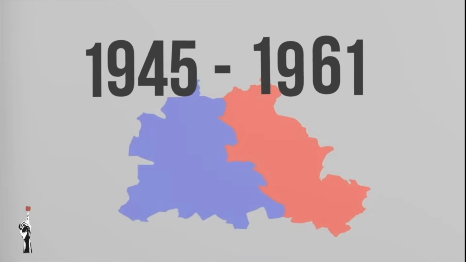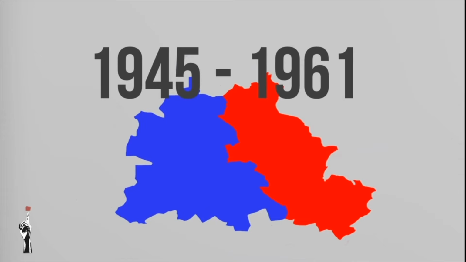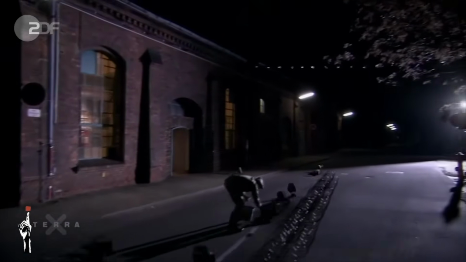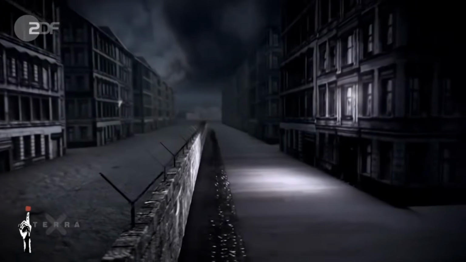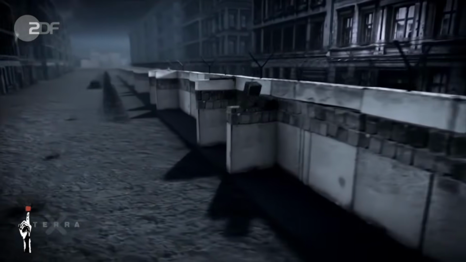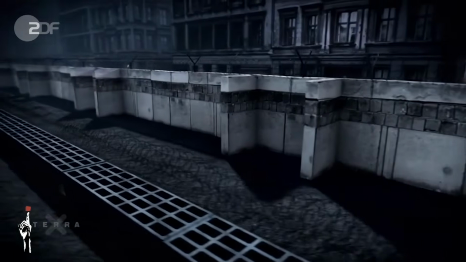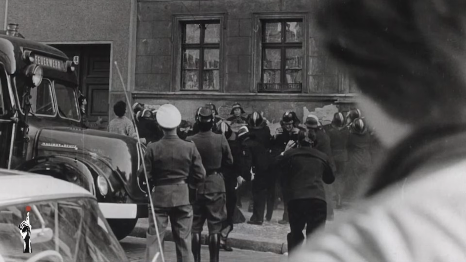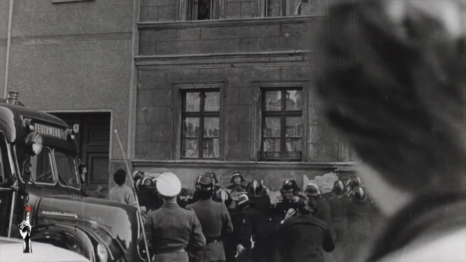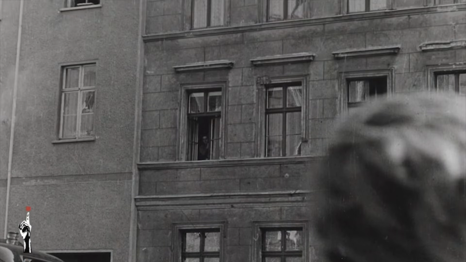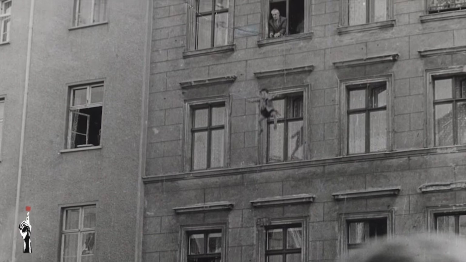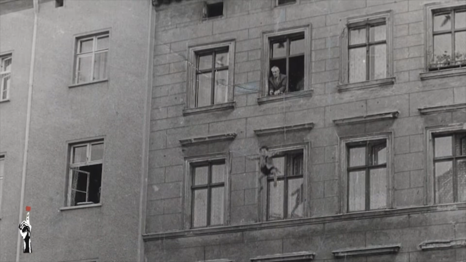From 1945 to 1961, it was relatively easy for people to move from the eastern side to the western side of Berlin. But everything changed when that wall was erected. At the beginning, it was still quite easy in 1961 when there was only a barbed wire. People were able to cross over, and when the wall was erected, people went to buildings that were close to the wall and jumped out of the window into the more free Western Berlin.